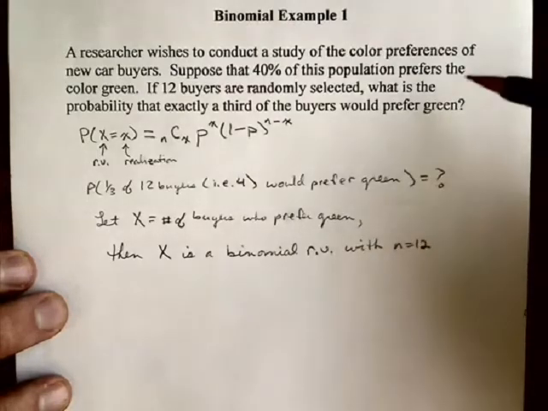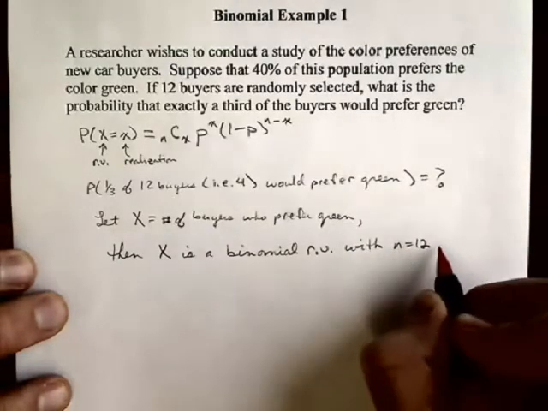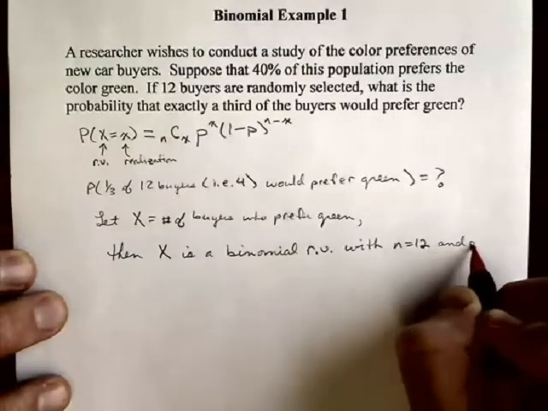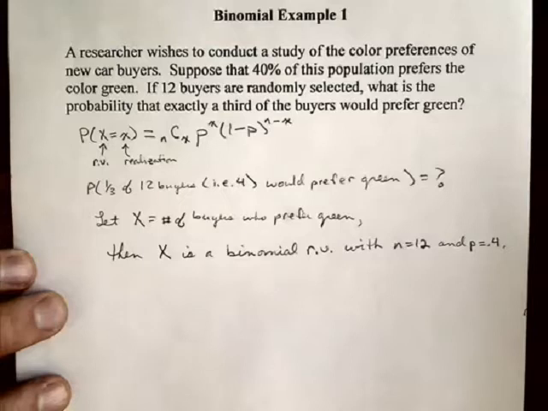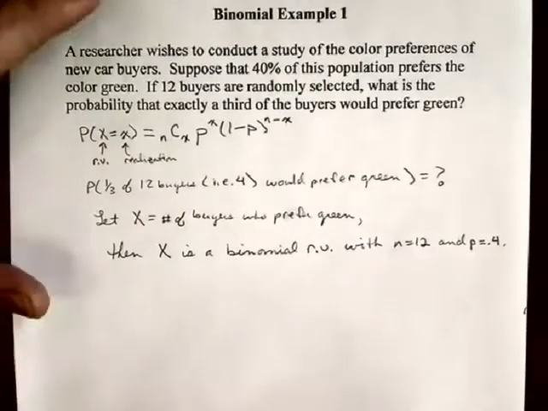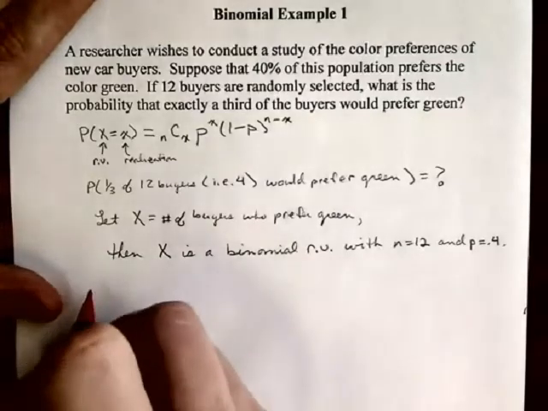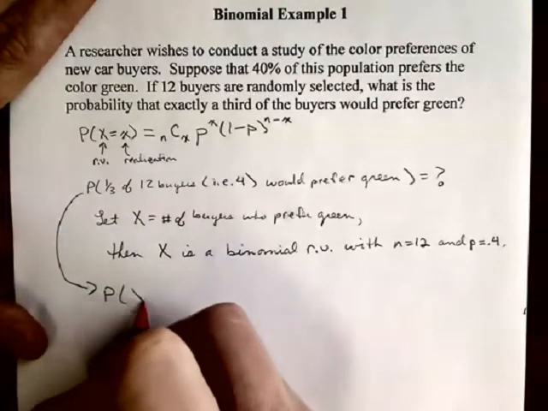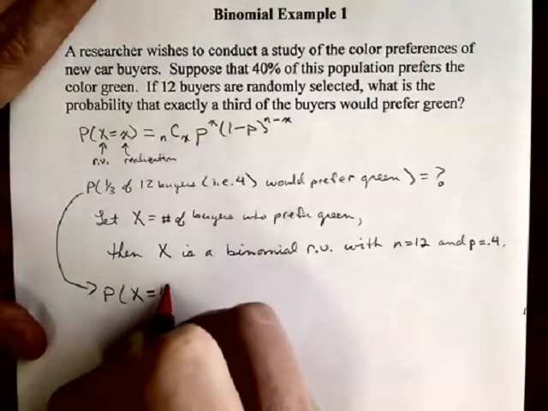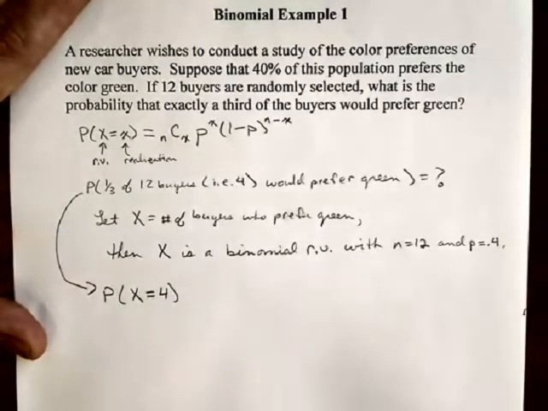And if 40% of the population prefers the color green, then not only is the number of trials 12, but the probability of success we're going to assume to be 0.4. In other words, the probability that any given person would prefer green over any other color. Okay, so x is binomial with these parameters, n equals 12 and p equals 0.4. So with this probability here, it boils down to finding the probability that x equals 4.